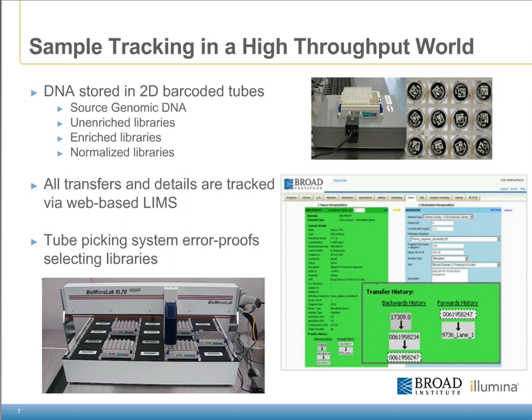You can see that we can track our samples all the way from the genomic DNA number down to the actual lane of what flow cell it's been on. We also have implemented a tube picking system, which is in the instrument on the lower left here. It allows us to select the proper libraries based on their barcodes to help error-proof flow cell loading.